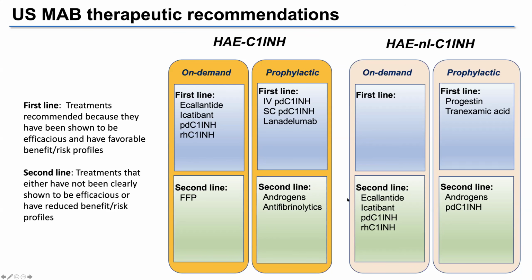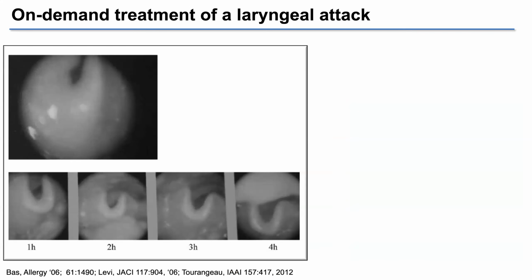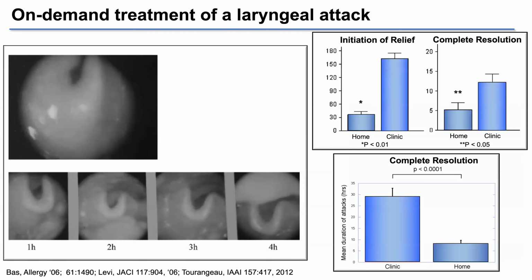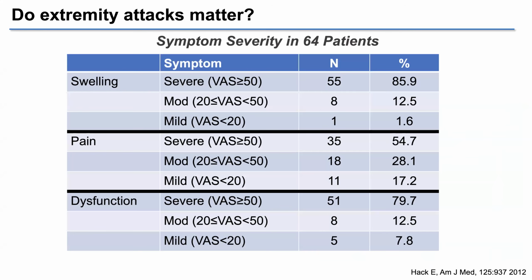We use the same on demand for the HAE normal. Again, no good studies. On demand works as shown here. If you treat early, it works better. You know that already. I won't spend time on it. Swelling of the hands and feet cause a lot of morbidity. Patients feel, we feel that it's worth treating. Extremity attacks, it does involve some clinical judgment, but we've published how much disability this causes in patients, so you should be aware of that.